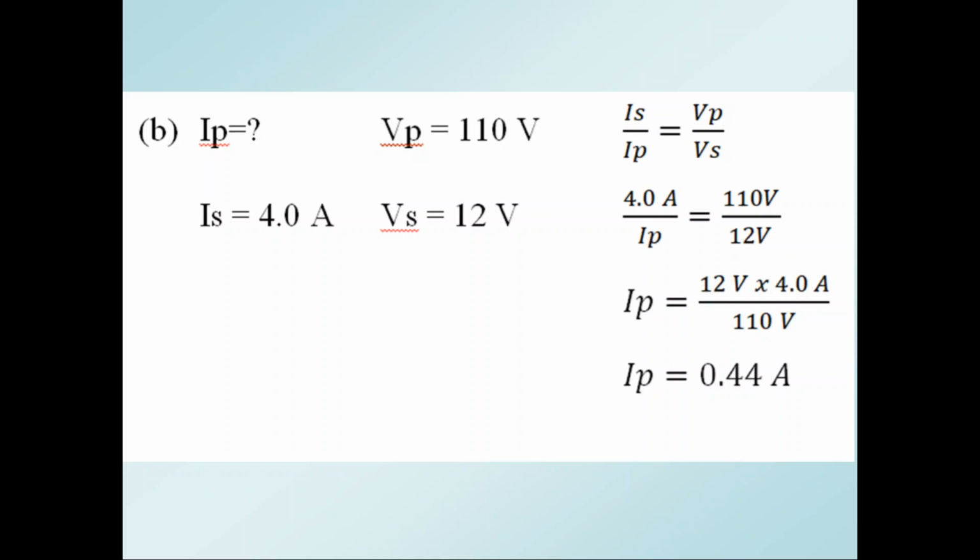Part B, we're looking for the primary current. We know the secondary current is 4 amperes. The primary voltage and the secondary voltage are the same as before. But our formula now, remember, the current and the voltage are inversely proportional to each other. So IS corresponds to VP, and then IP corresponds to VS. So when we substitute our values, we will end up multiplying 12 volts times 4 amperes and dividing that by 110 volts, which will work out to 0.44 amperes. It is actually 0.436, but rounded off to 2 decimal places, 0.44 amperes.